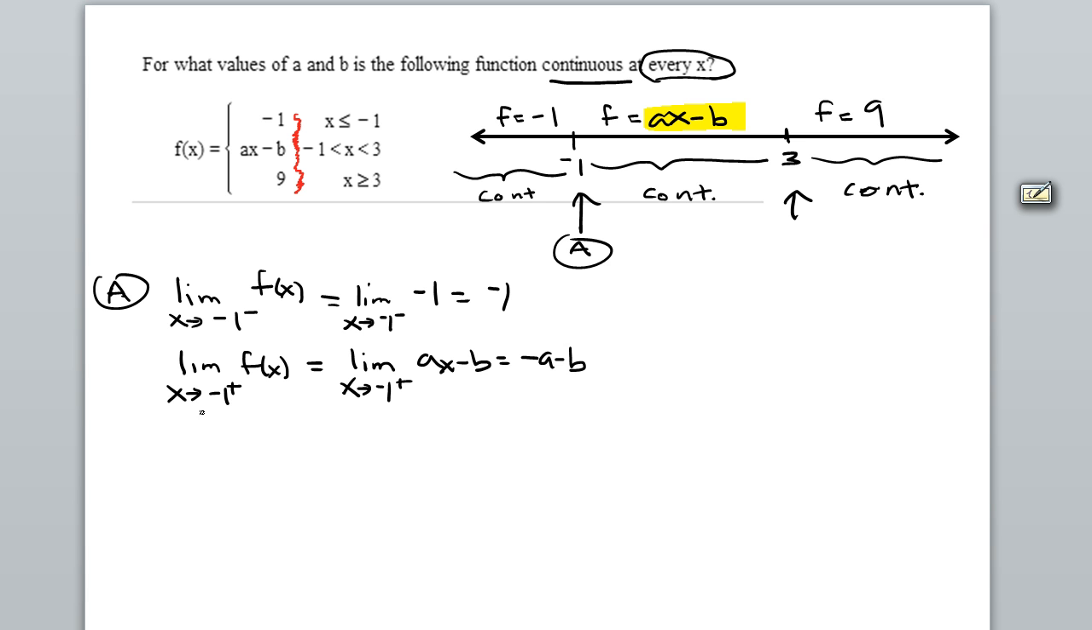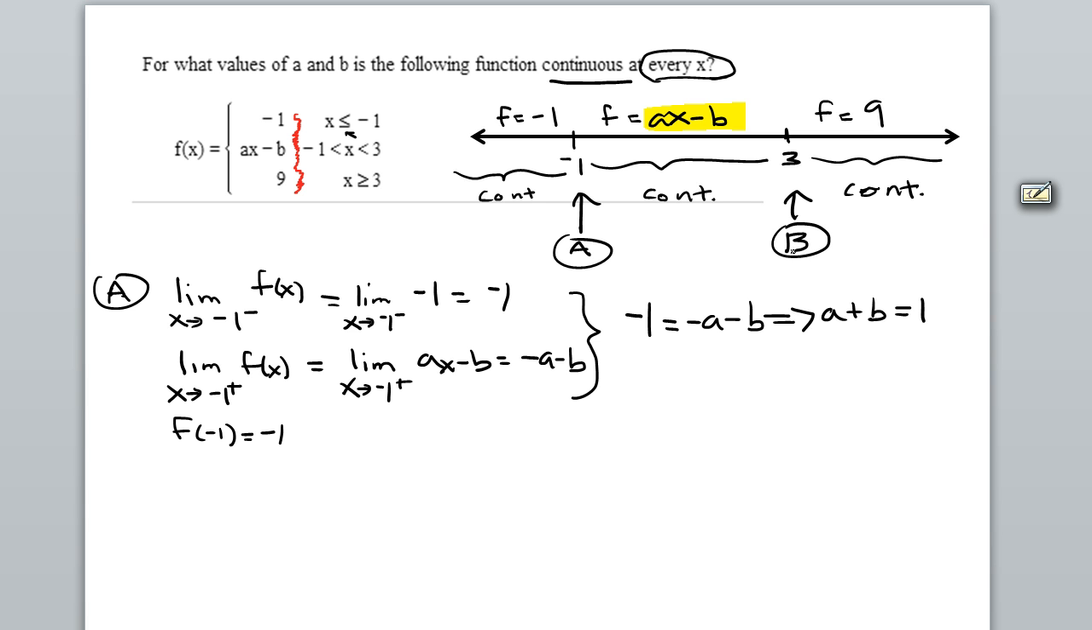The function value at -1 is -1 because of the equals to right here. And so these should all equal to each other. -1 should be equal to negative a minus b. Simplifying that, it's simply that a plus b is 1. Doesn't tell us directly what the value of a and b are, but it tells us that they should add to 1.